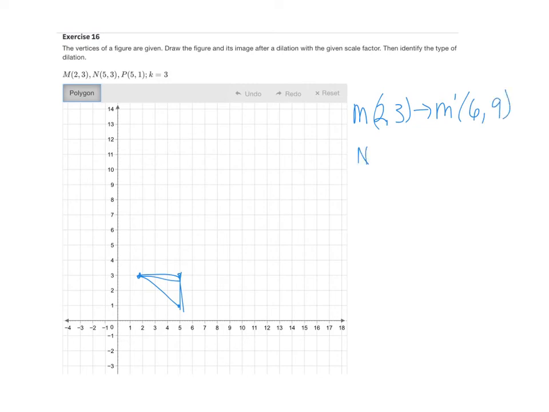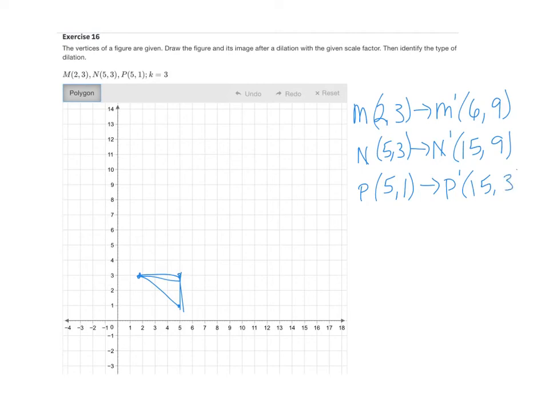N, which was 5, 3, is going to change into N prime. 5 times 3 is 15. 3 times 3 is 9. And the last one, P, which is at 5, 1, is going to change into P prime, which is going to be 5 times 3, which is 15, and 1 times 3, which is 3. Let me change colors.